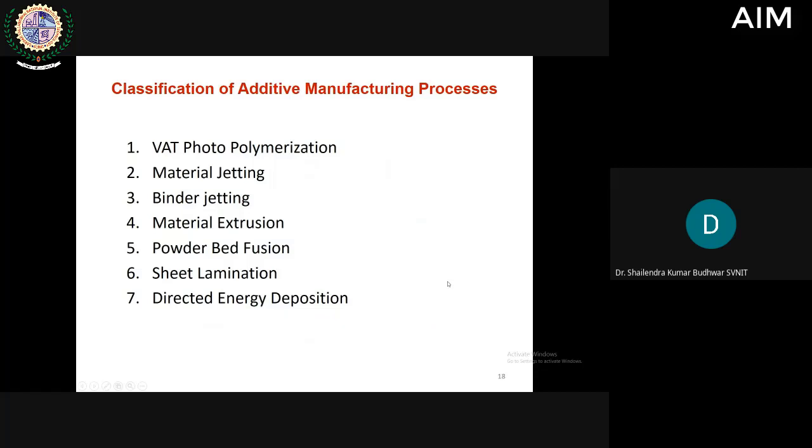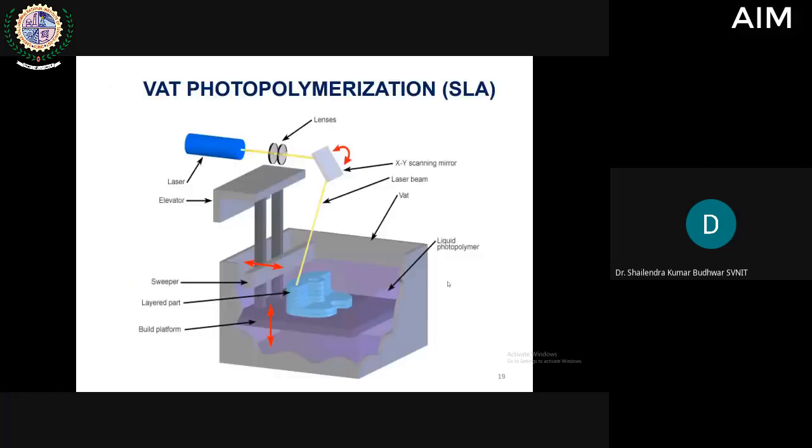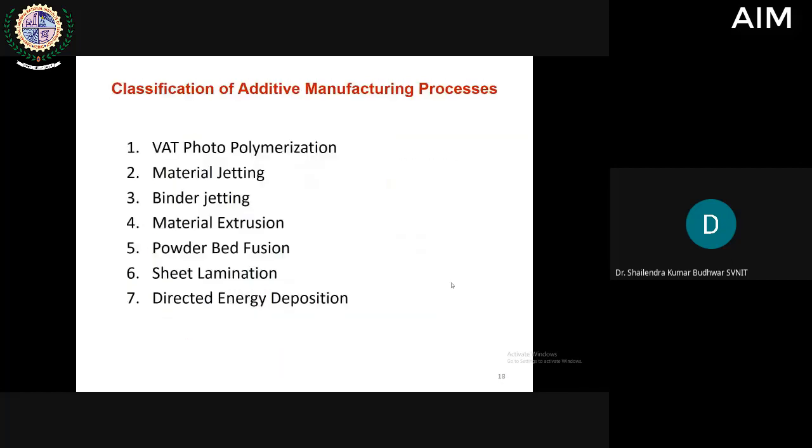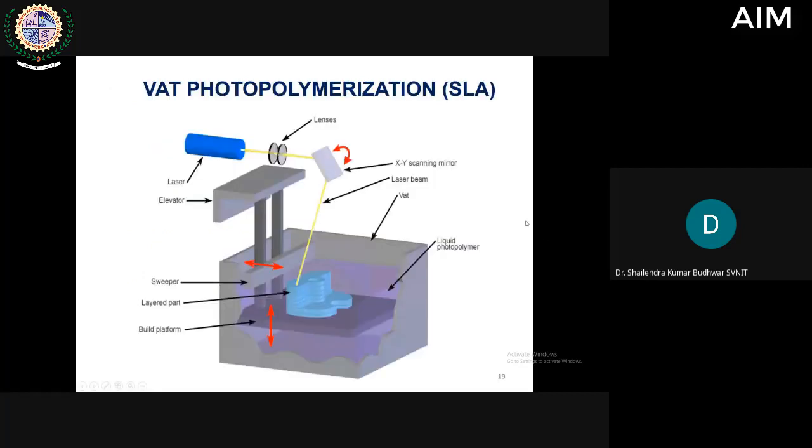So these additive manufacturing techniques are classified into 7 categories. First one is wet photopolymerization, then material jetting, then binder jetting. Fourth one is material extrusion. Fifth one is powder bed fusion, then sheet lamination, and seventh one is directed energy deposition. So we will discuss each technique one by one. First one is wet photopolymerization.